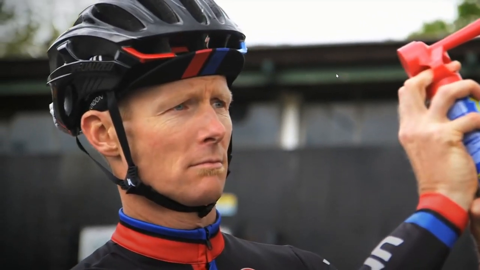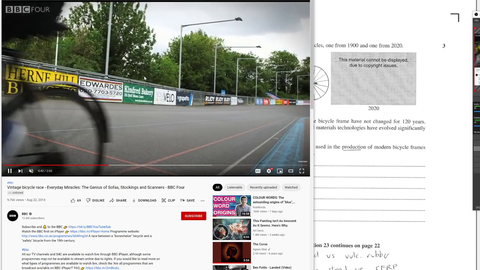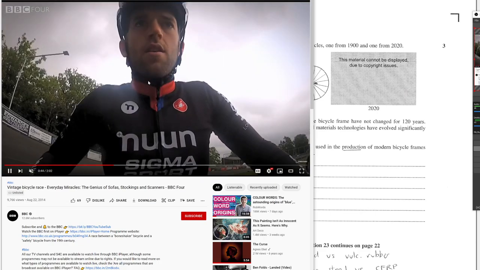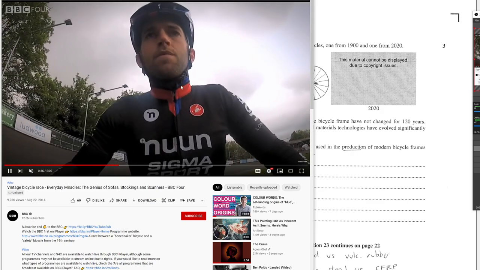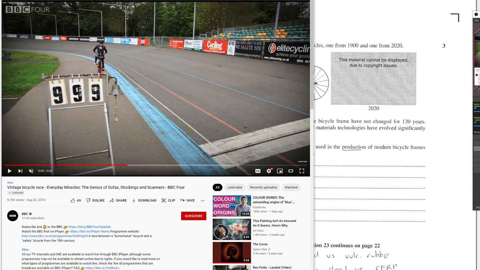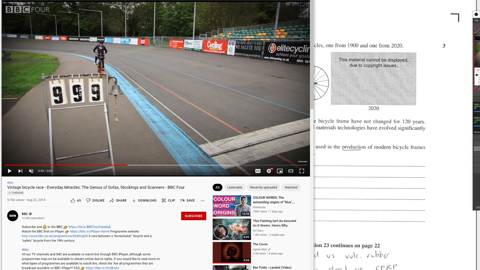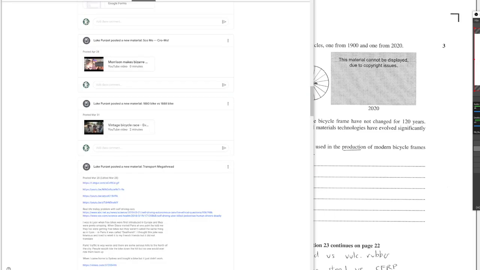And we can see, if you watch the video, that the old bike is way worse, and the new bike more than makes up for the fact that this guy is not actually all that fit compared to the professional cyclist. I've linked this, and I think you can get the whole thing if you watch it through iView or whatever, but that's too much effort. So that's the 1880 bike versus the 1888 bike.